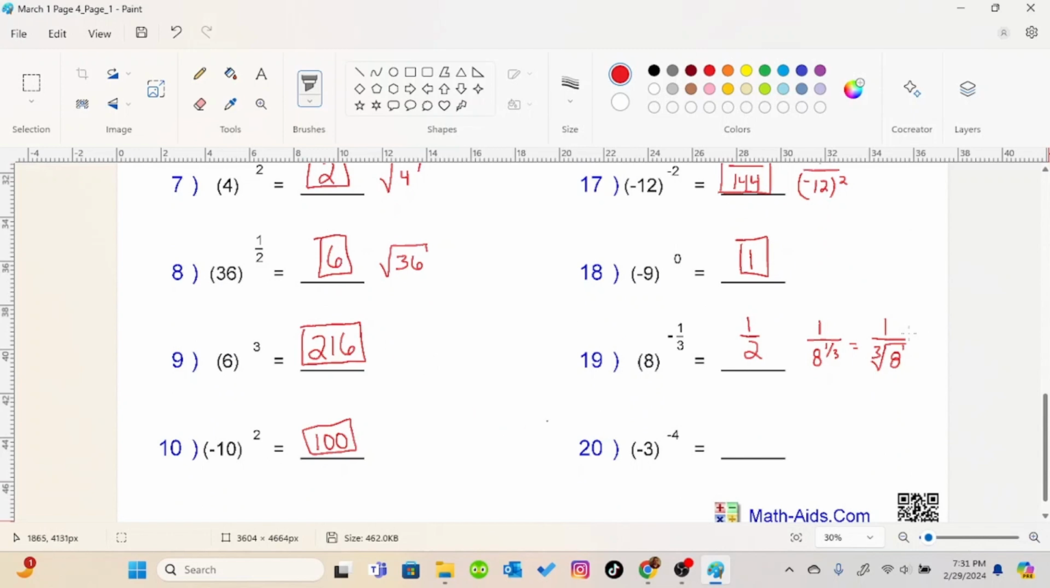And our last problem, number 20, negative 3 to the power of negative 4. The negative exponent tells us we need the inverse. One over negative 3 to the power of 4. Now we need to multiply negative 3 times negative 3 4 times. And that will give us our final answer of 1 over 81.